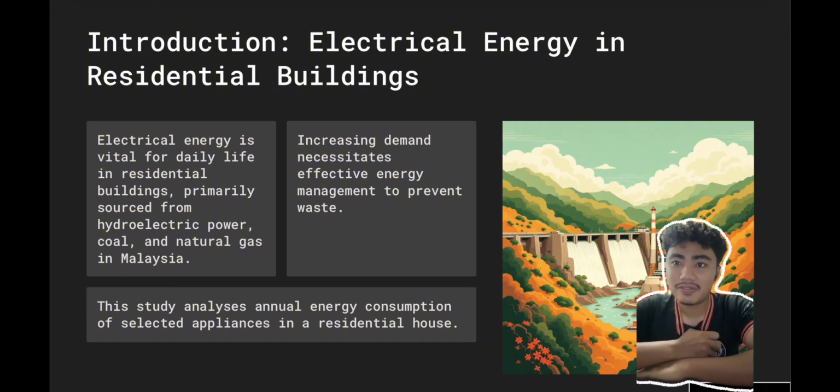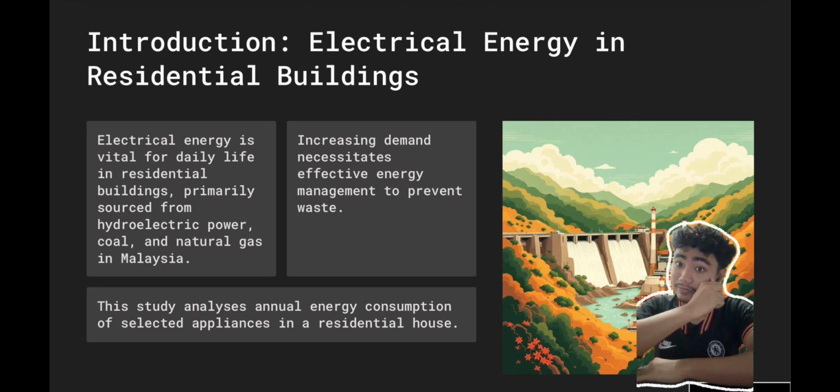Electrical energy is vital for our daily life in residential buildings. In Malaysia, our power is primarily sourced from hydroelectric power, coal and natural gas. As the demand for electricity continues to rise, it necessitates effective energy management to prevent waste. Therefore, this study analyzed the annual energy consumption of selected appliances in a residential house to understand how we can use energy more wisely.